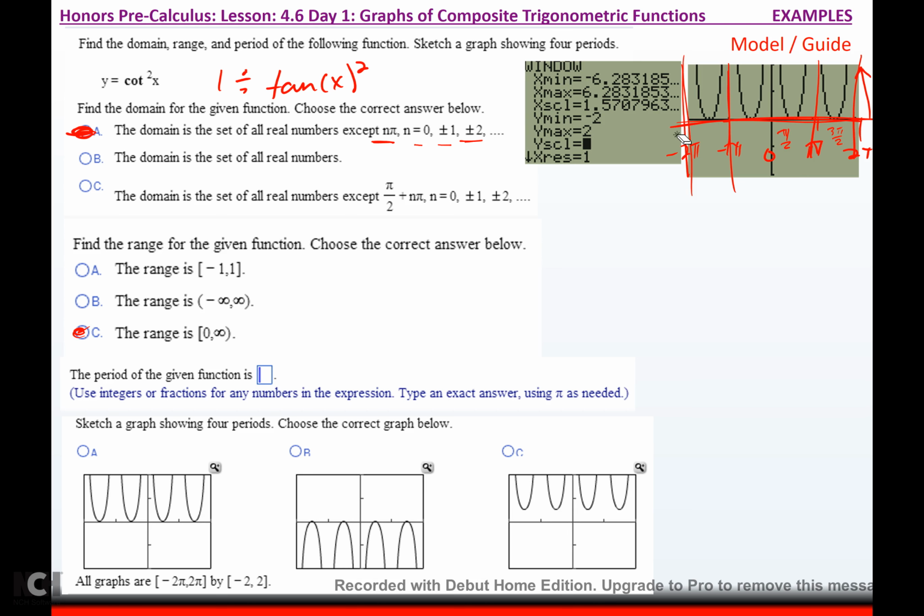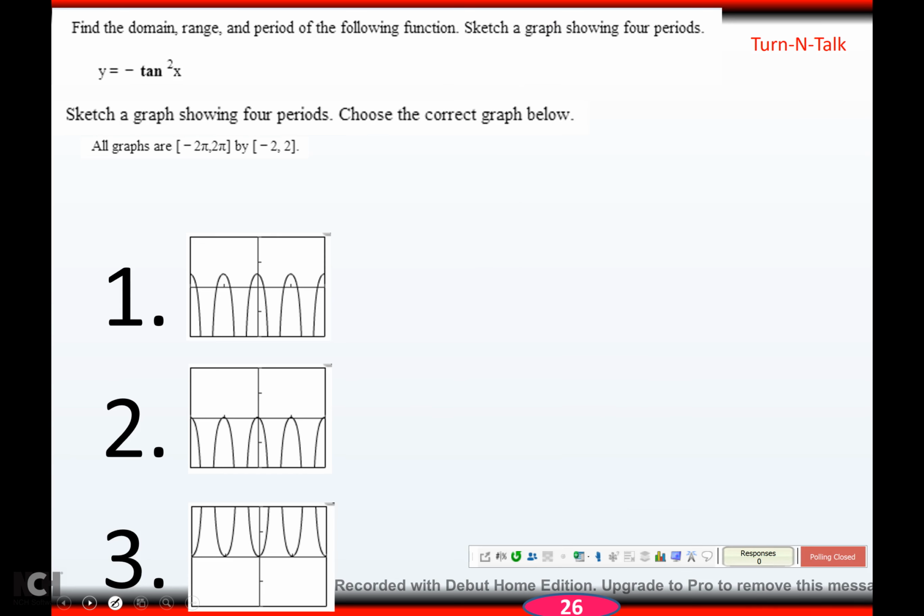And the period, you can tell that it repeats. Well, that length is from 0 to pi. There's another pi units. There's another pi units. There's another pi units. So the period of the function is pi. And then the graph would be A. Okay? Alright, so hit pause. Come back when you're ready.